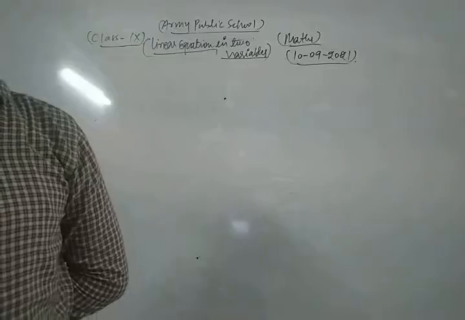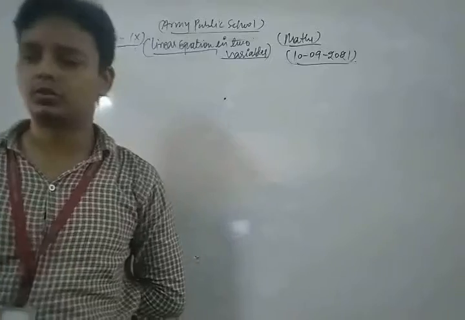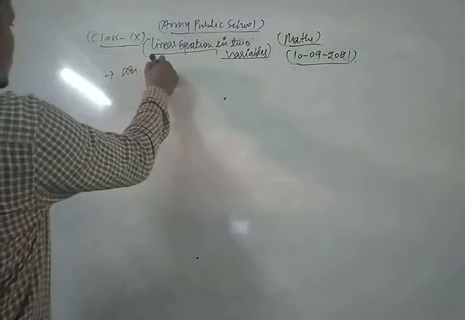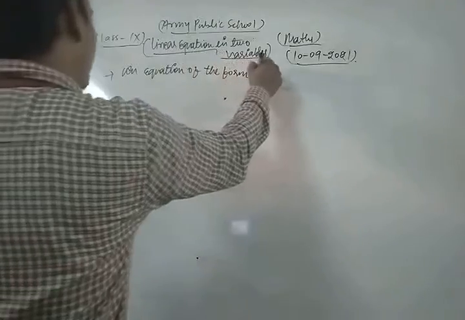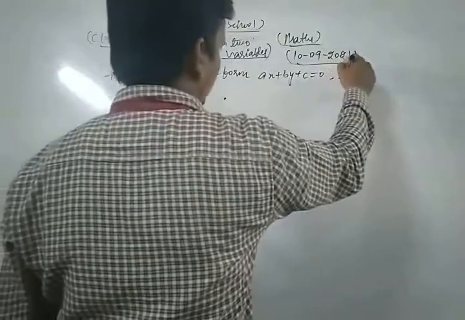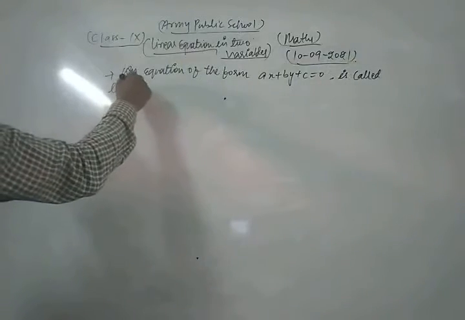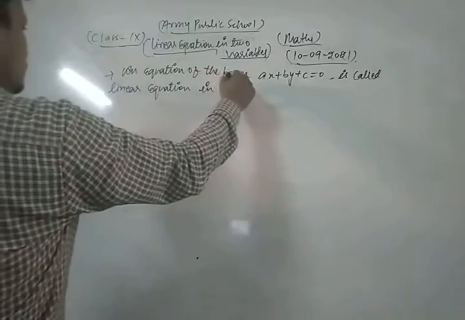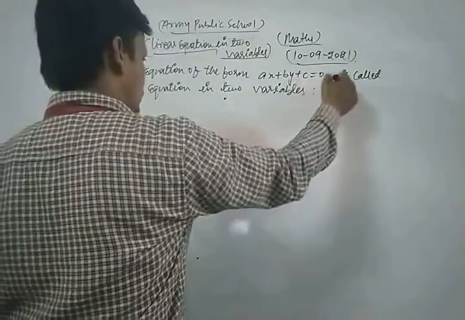First of all, we are going to discuss the concept of linear equations. After that, we will solve some important questions based on that. Look, an equation of the form ax plus by plus c is equal to 0 is called a linear equation in two variables.